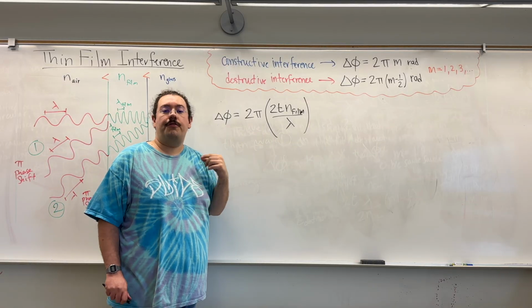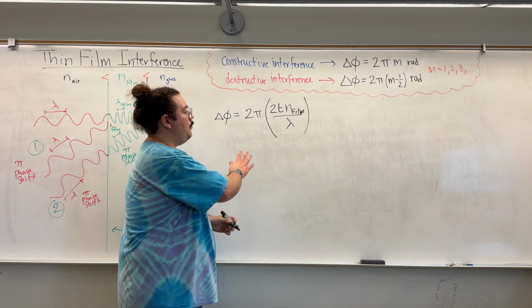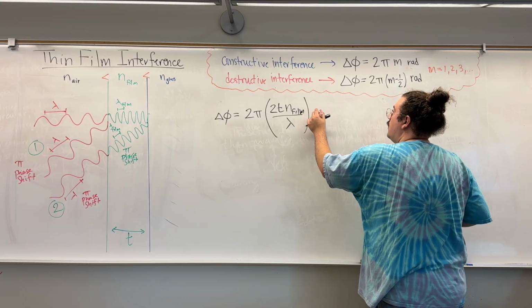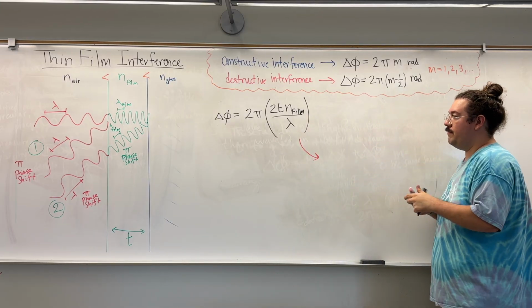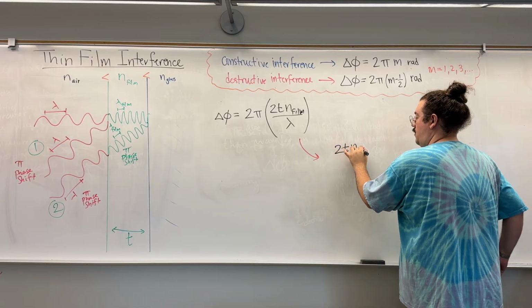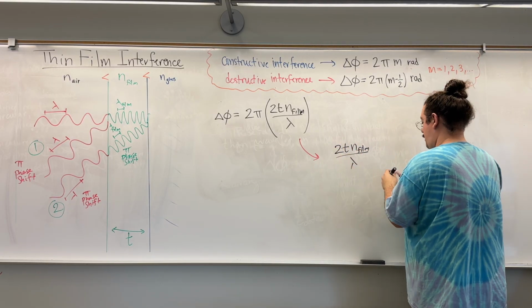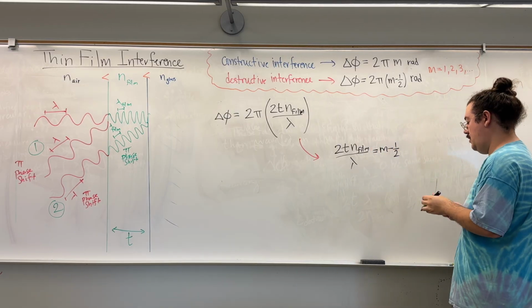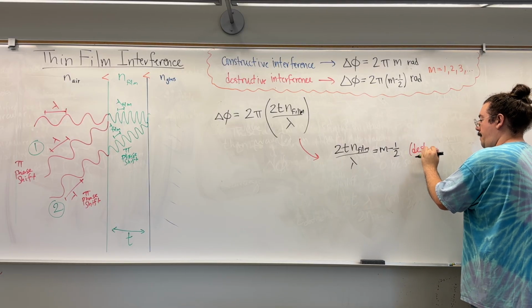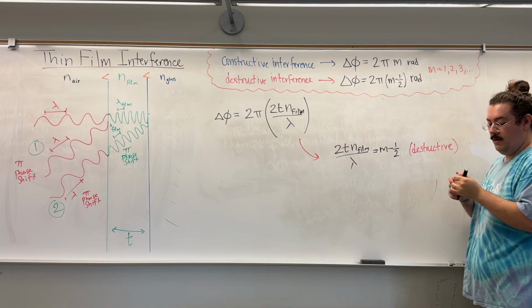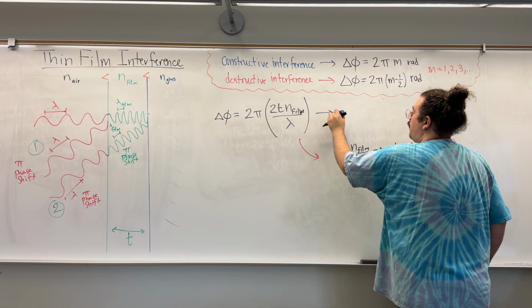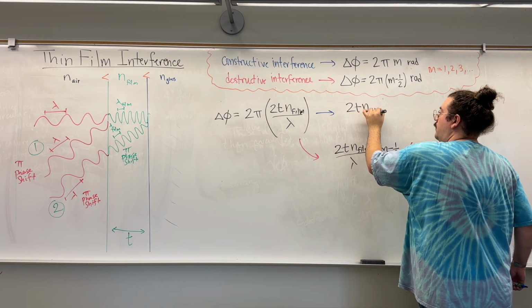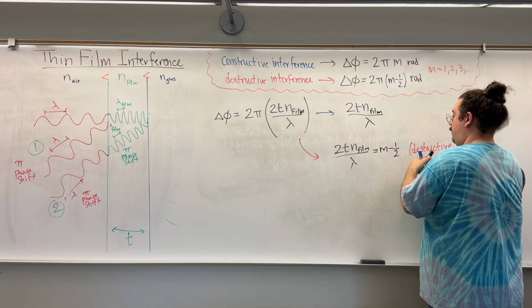Okay, so this is what we got for the phase difference of the two waves. And again, we have 2 pi times some number. So if this number is a half integer, equal to m minus a half, then we get destructive. Or if that number is a whole integer, then we have constructive.